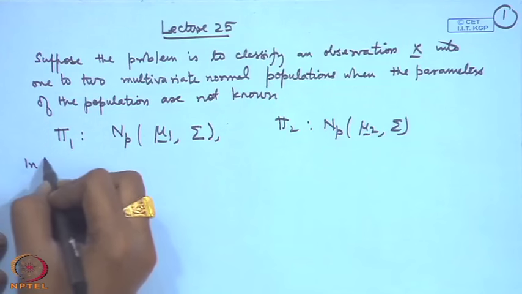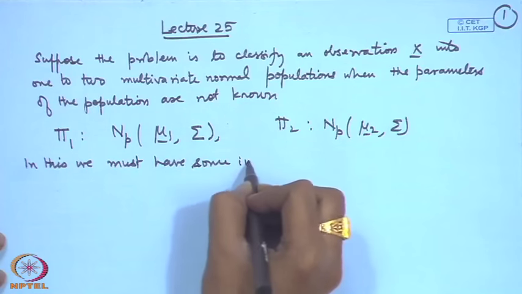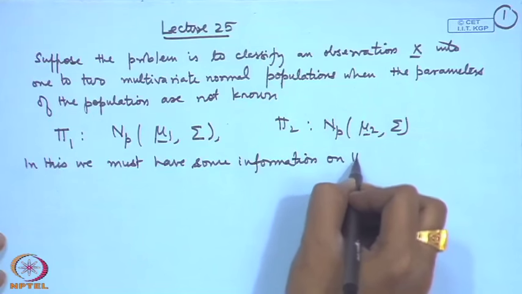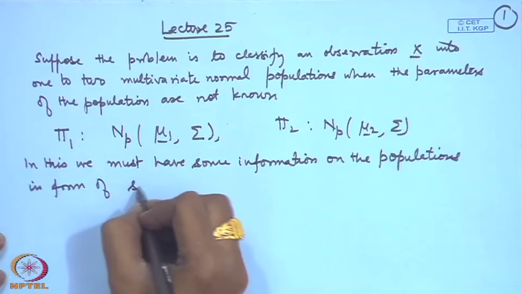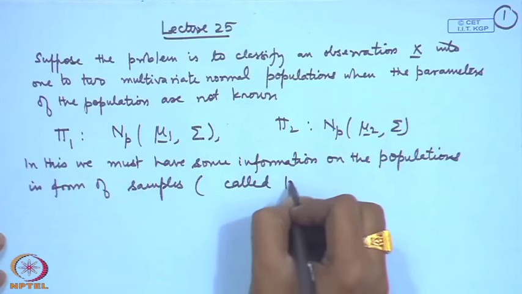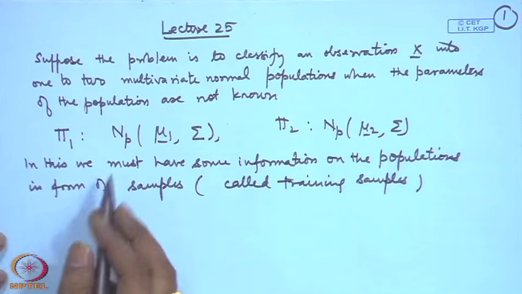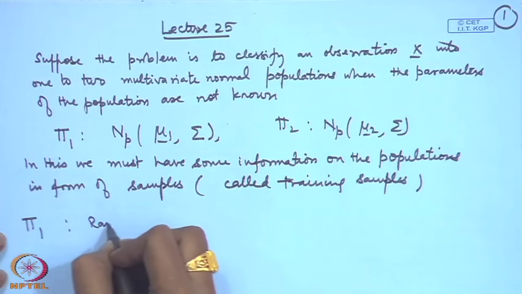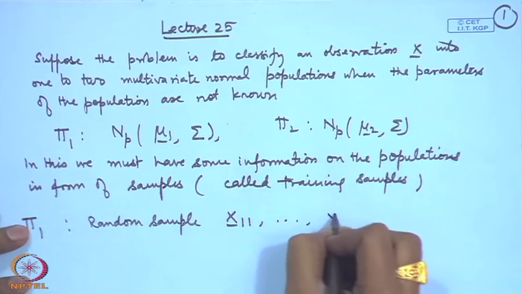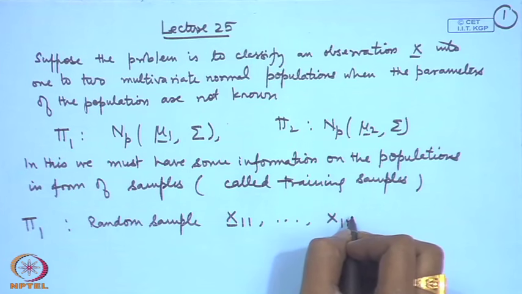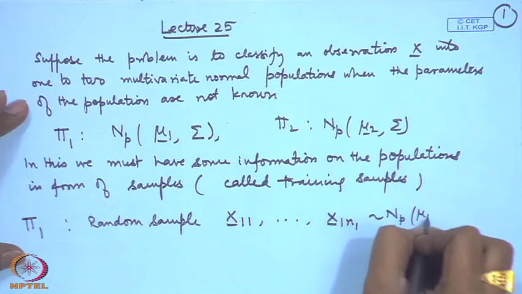In this case, we must have some information on the populations in the form of samples. These are actually called training samples. So, for example, from pi 1 we consider a random sample x 1 1 and so on, x 1 n 1. We may consider equal sample sizes or unequal sample sizes, so these cases can also occur. So this is from N_p(mu 1, sigma).